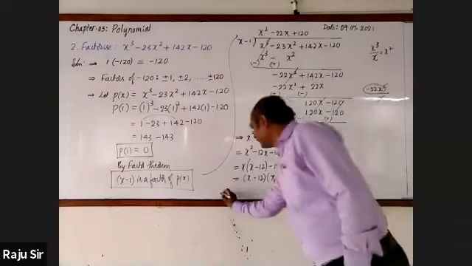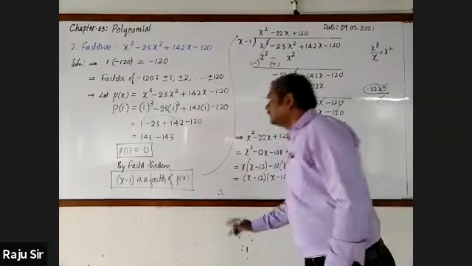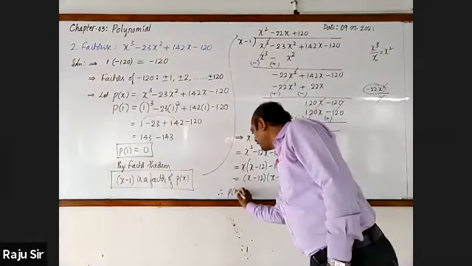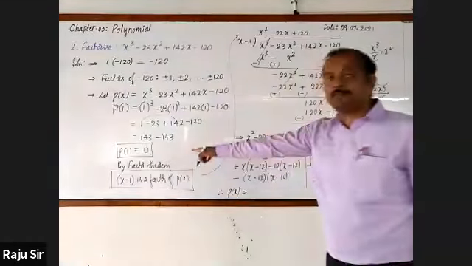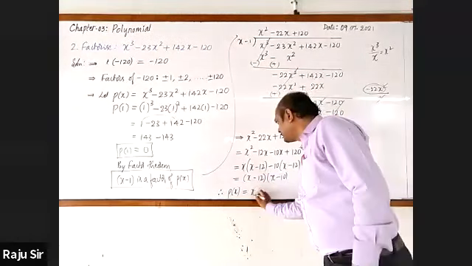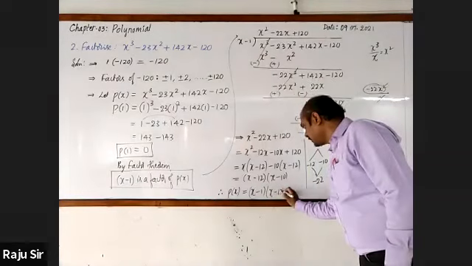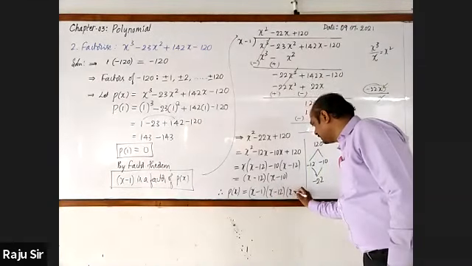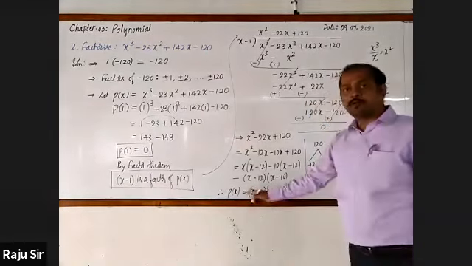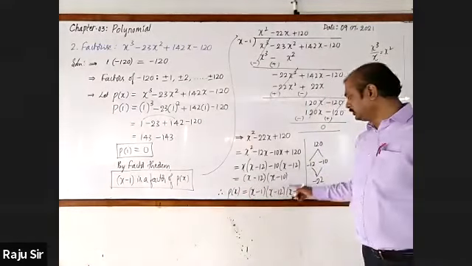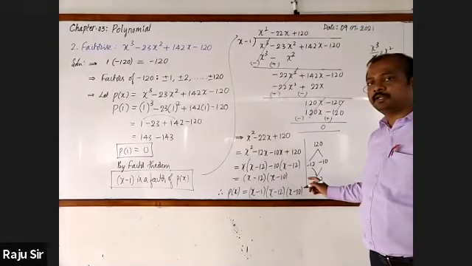So therefore, the factorization of the given polynomial P of x is: the first factor is x minus 1, the second factor is x minus 12, the third factor is x minus 10. Therefore, the factorization will be x minus 1 into x minus 12 into x minus 10.